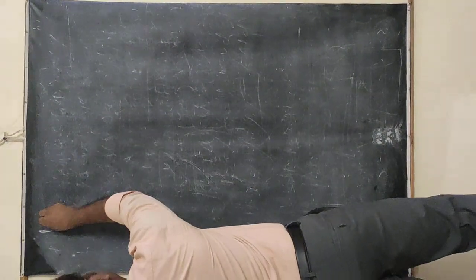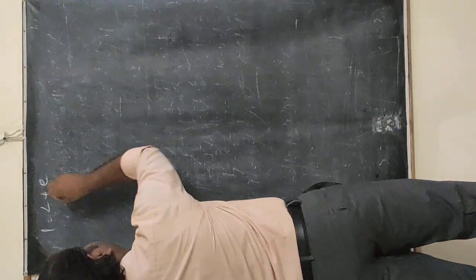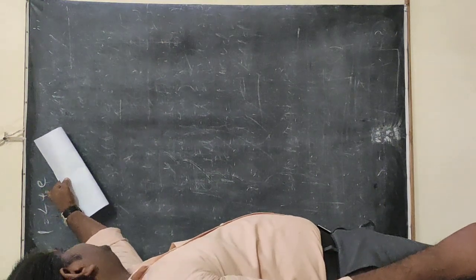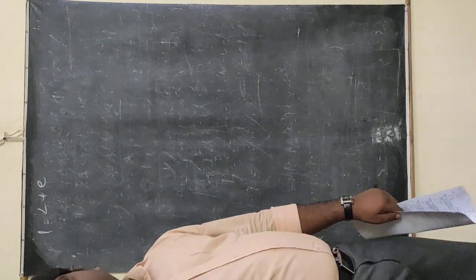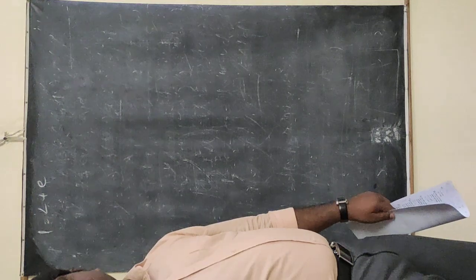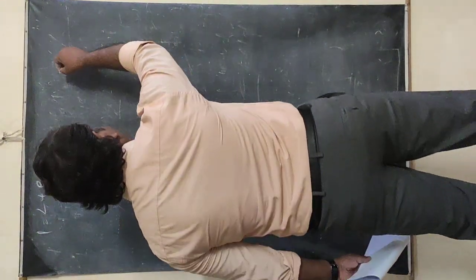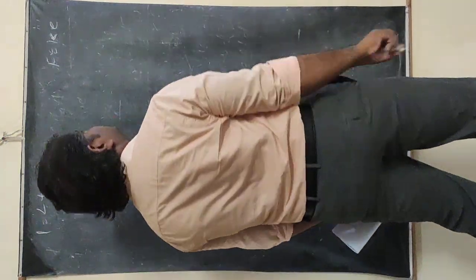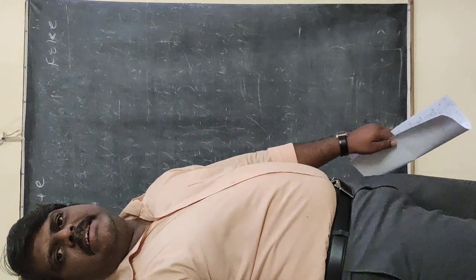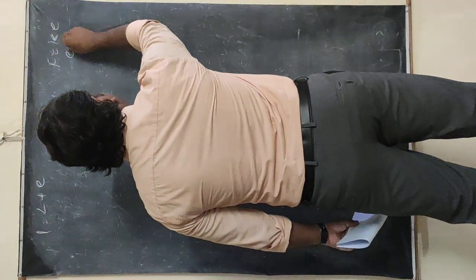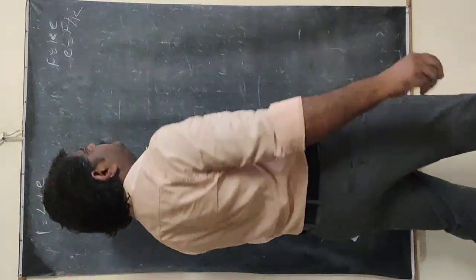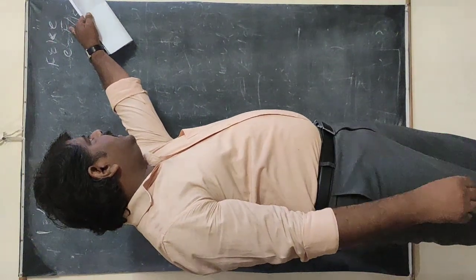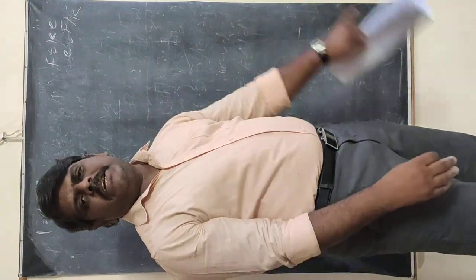Small l is equal to capital L plus E. This is the final length, this is the initial length, and this is the elongation. But how can you write the elongation? We know the force F is equal to K times E, where K is the force constant and E is the elongation. That means E is equal to F by K. So E represents elongation, F represents the force applied, and K represents the force constant.